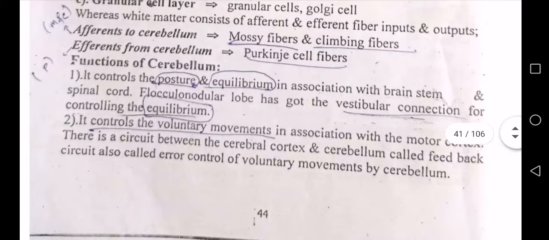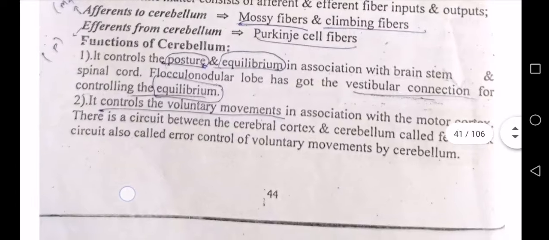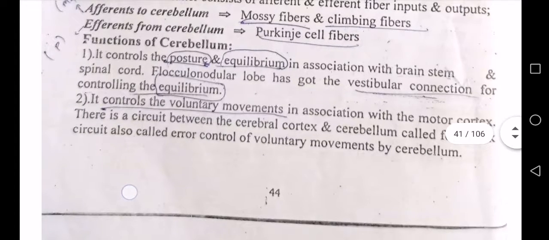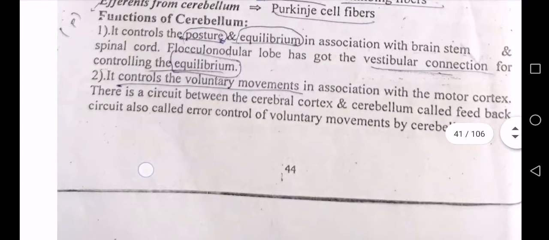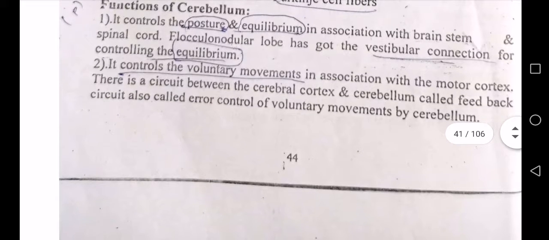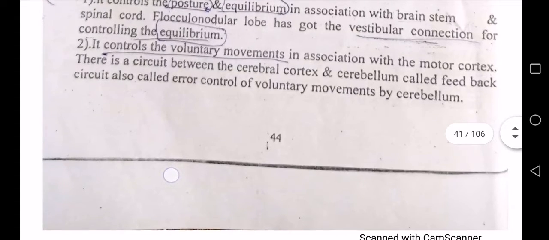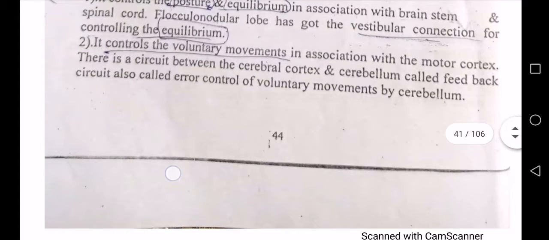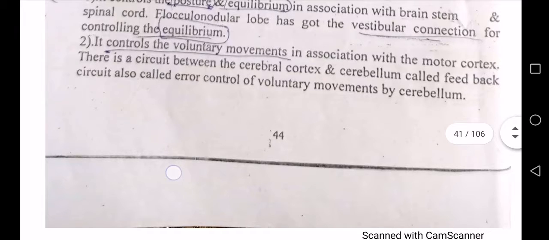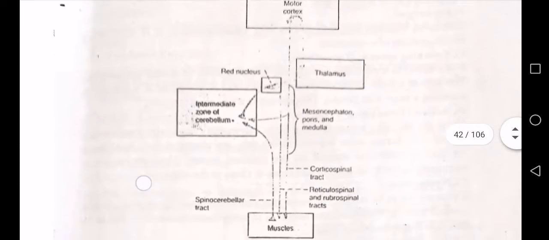Functions of the cerebellum: it controls the posture and equilibrium in association with the brain stem and spinal cord. The flocculonodular lobe has the vestibular connection for controlling equilibrium. It controls the voluntary movement in association with the motor cortex. There is a circuit between the cerebral cortex and cerebellum called the feedback circuit, also called error control of the voluntary movement of the cerebellum.